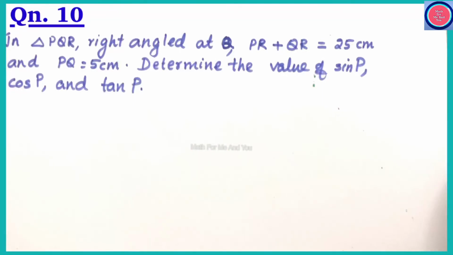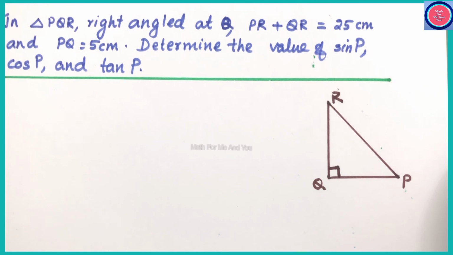10th question is, in triangle PQR right angle at Q, PR plus QR is equal to 25 cm and PQ equals 5 cm. Determine the value of sin P, cos P and tan P. Let's draw a right angle triangle PQR, and right angle is angle Q. As we know, if we want to write down the ratios, we need all the three sides of this right angle triangle. What's given here? It's given PR plus QR equals 25 cm and PQ equals 5 cm. Let's mark PQ as 5 cm in this picture.